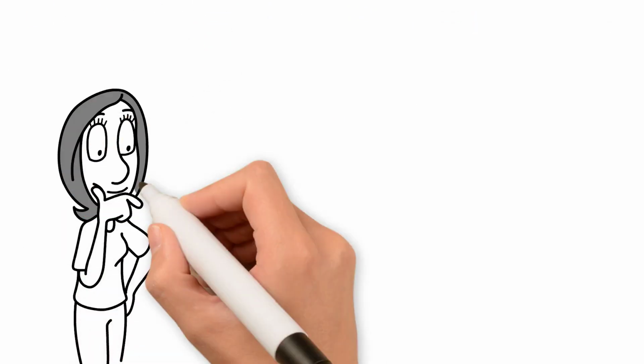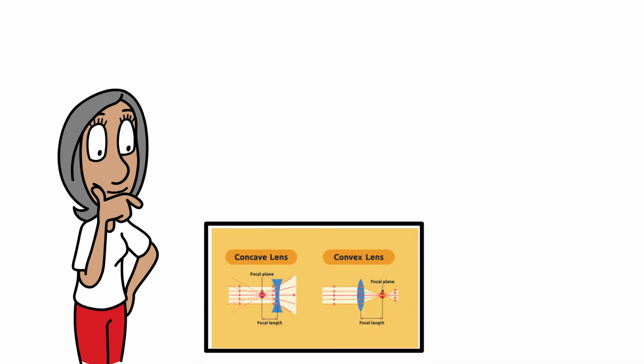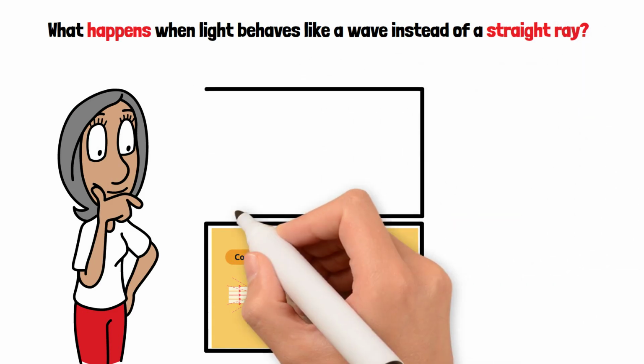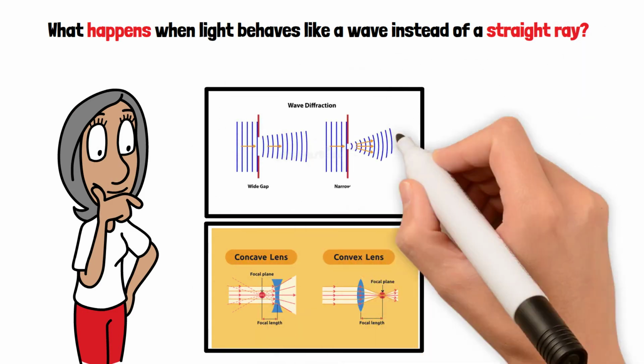Now think about this. If lenses can bend and focus light, what happens when light behaves like a wave instead of a straight ray? That's when we enter diffraction, interference, and polarization, the world of wave optics.